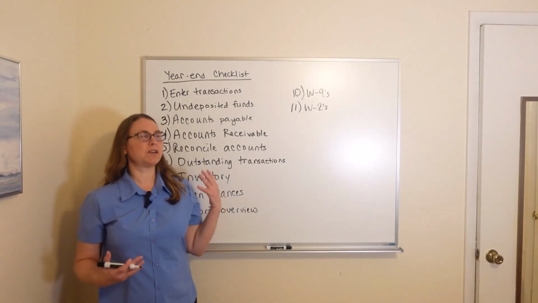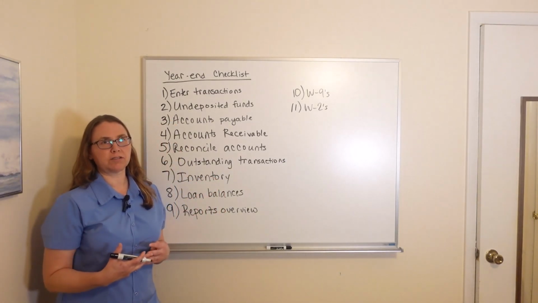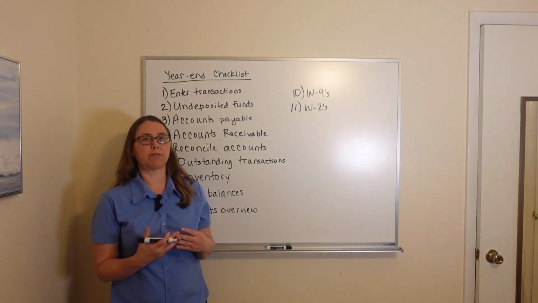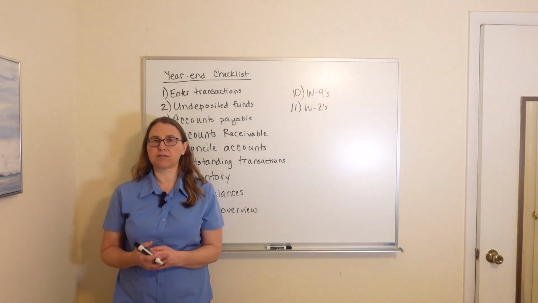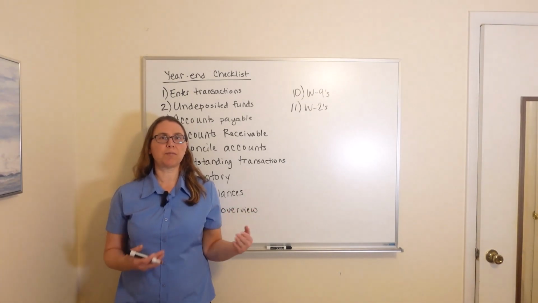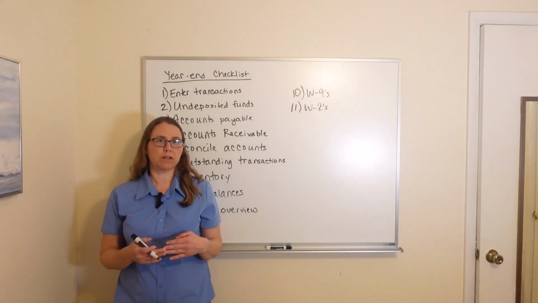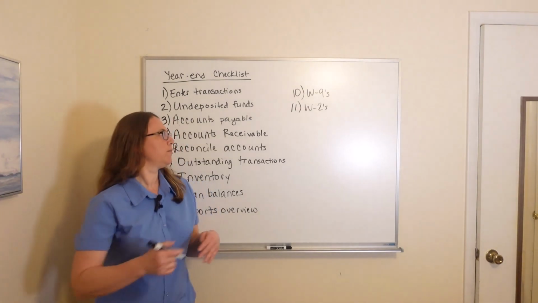And then once I get to this point, I've probably already talked to the tax preparer and told them that the books were ready for them to prepare the tax return. And once they prepare the tax return, sometimes they will have adjusting journal entries for me to enter.